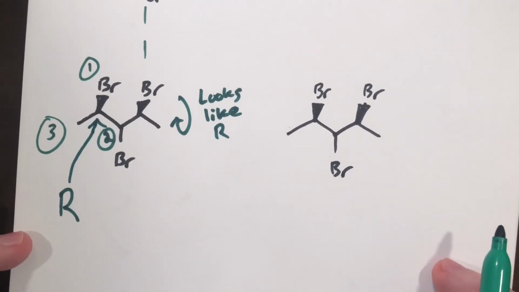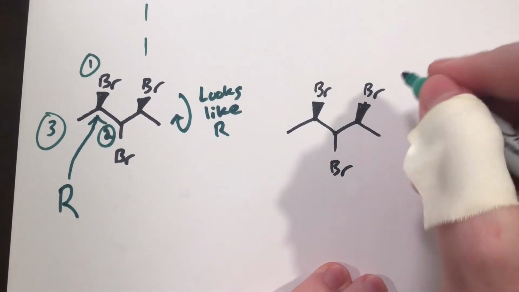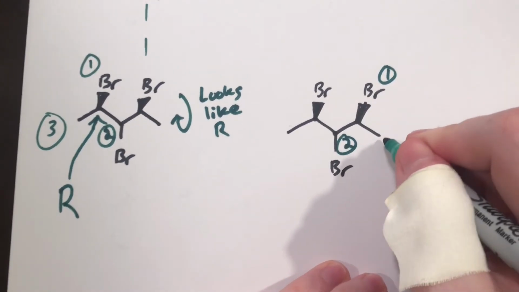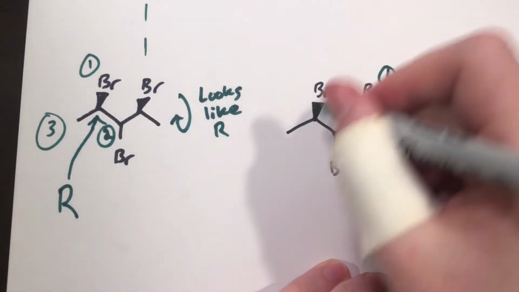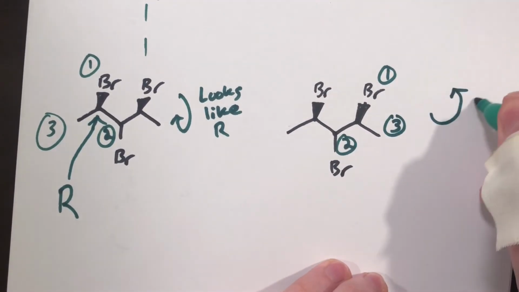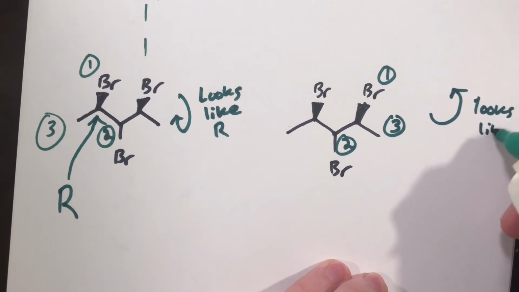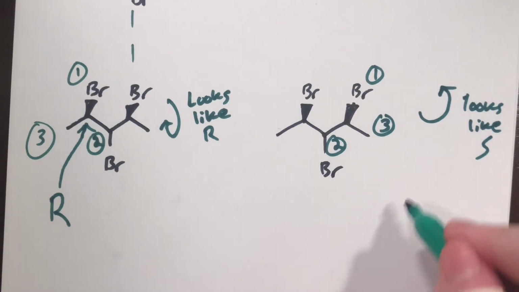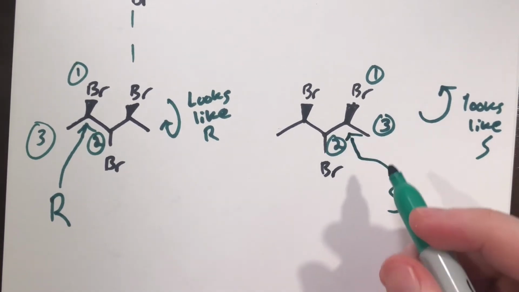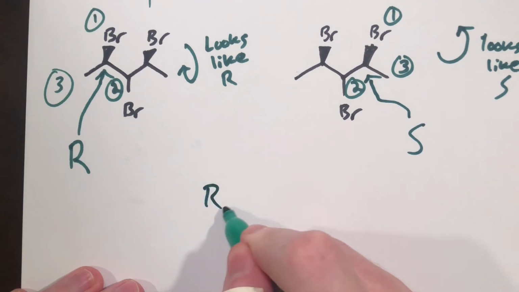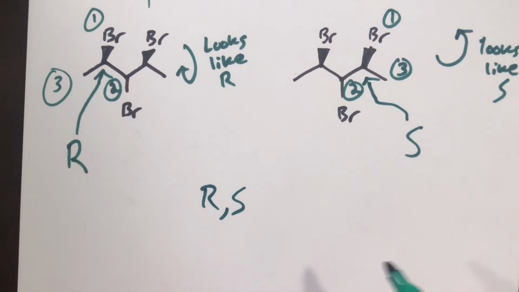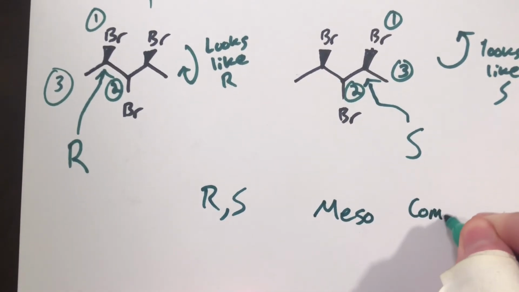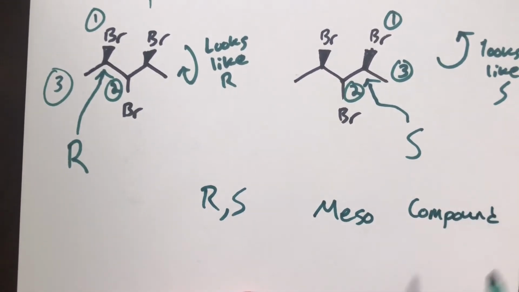Okay, now let's consider this position. So we have bromine, highest priority. The carbon bound to another carbon and a bromine is the second, and then the methyl group is third. So this looks like S. And in fact, the hydrogen is in the back, so it is S. So this is RS, which the absolute configuration cancels. So this is a meso compound and is therefore achiral as well.